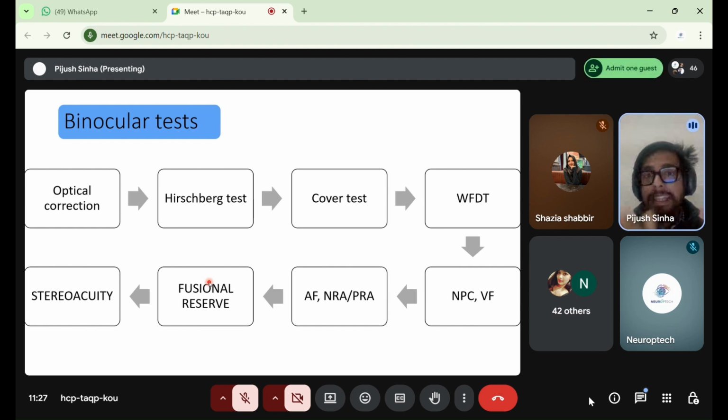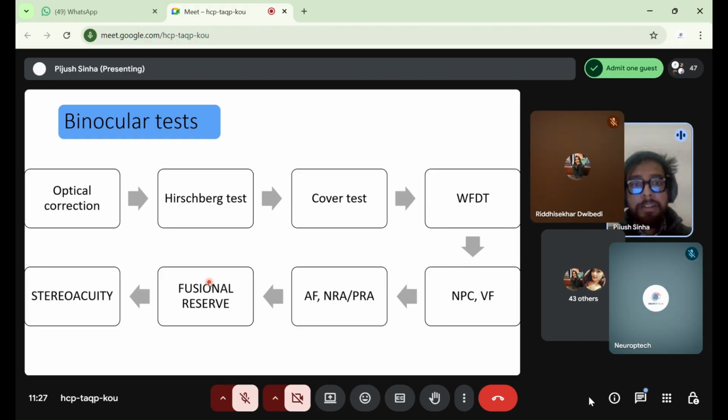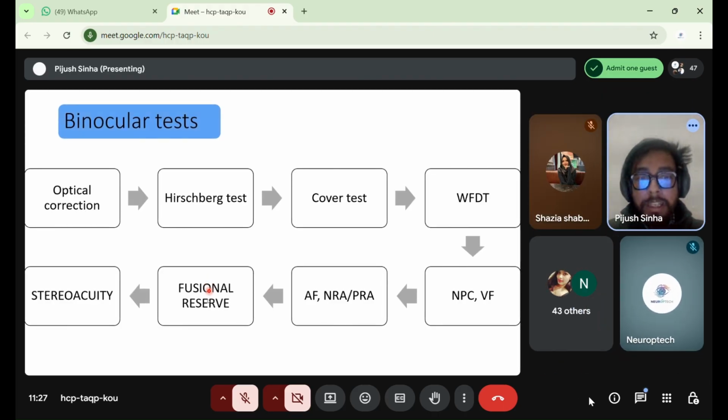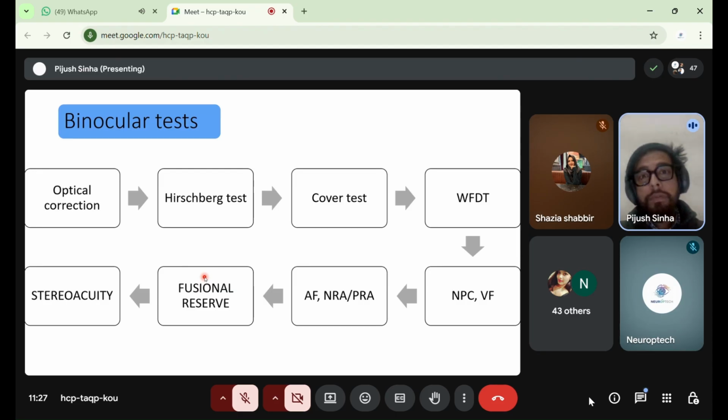So ultimately, as accommodation is directly linked with convergence, convergence is affected. In this kind of patient, in most cases we find the PFV is less than the NFB for near. And ultimately, the stereo acuity you can test with a Titmus fly or Randot stereo test.